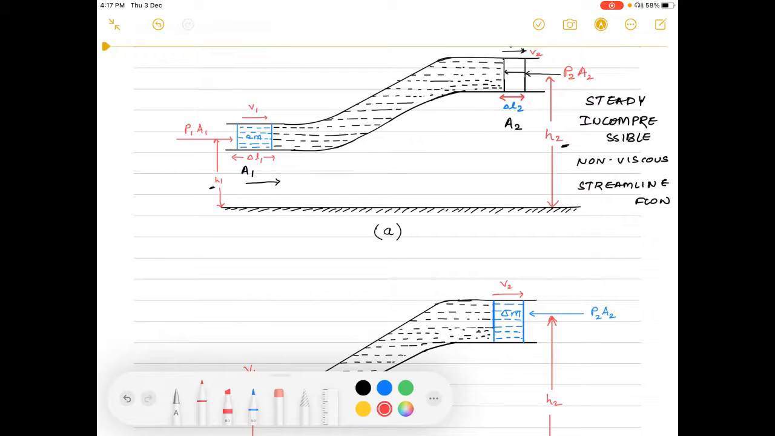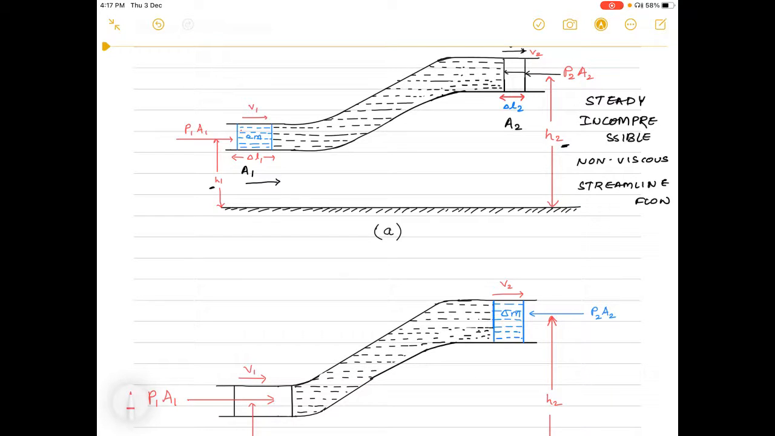Now let us consider the shaded portion of liquid, which is called an element. The liquid element at the left has a mass of delta m and a length of delta L1. This shaded portion, which I have marked in blue on the left hand side, we call this element, which has mass delta m and length delta L1.